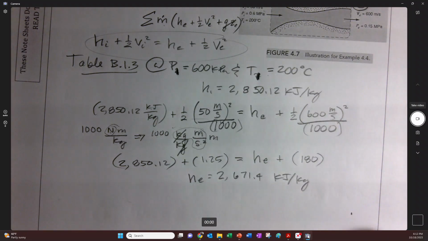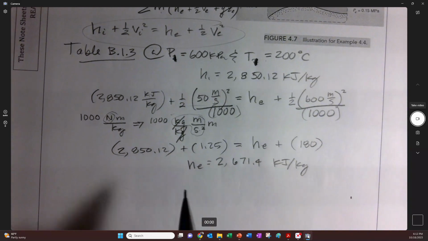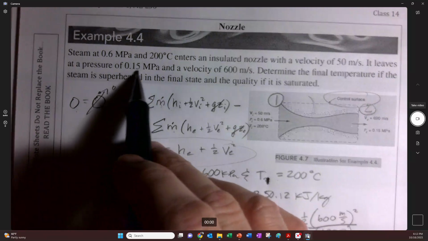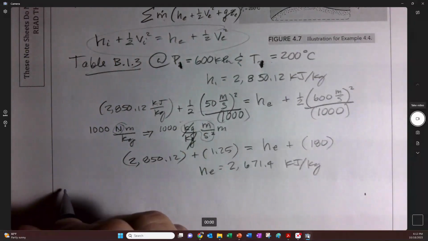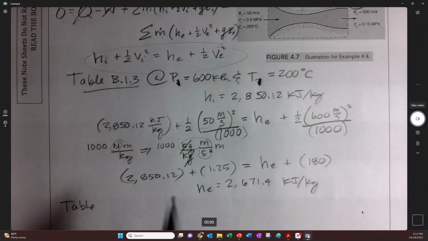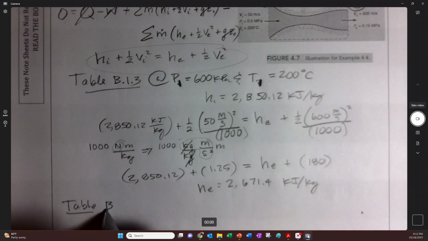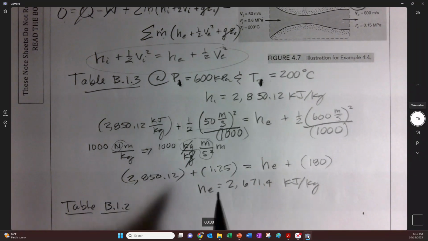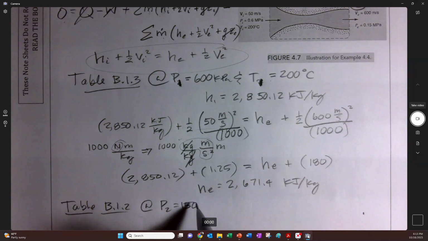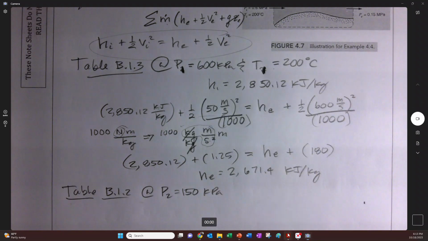Now we want to find out if it's exhausting at 0.15, so that's 150 kilopascals. So we're going to go back to, and we don't quite know whether it's saturated or not saturated. Let's go to table B.1.2 and look at P2 is equal to 150 kilopascals and make our decision based on what's in there.